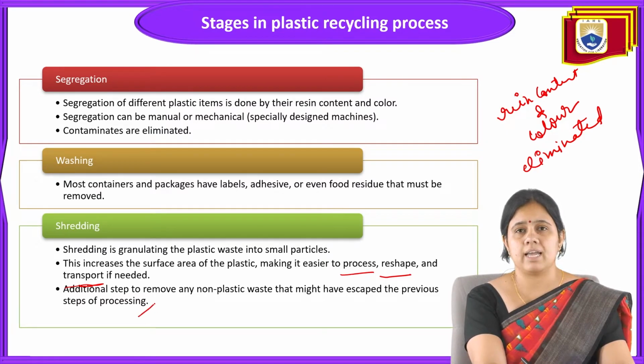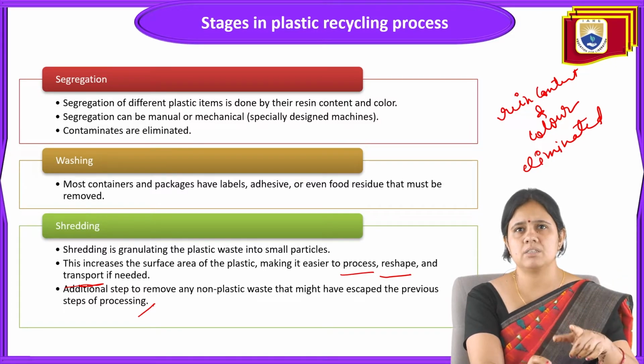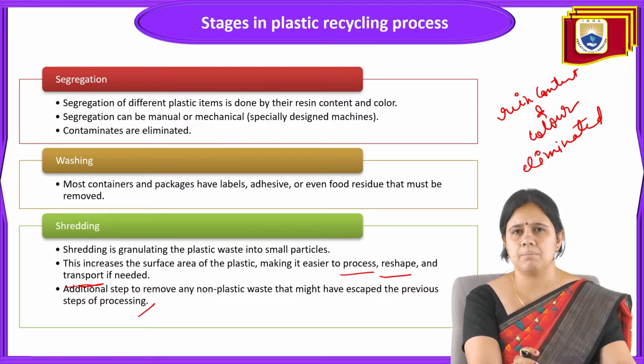The next point is additional steps to remove any non-plastic waste that might have escaped the previous step of processing. So, first is segregation, which means segregating the plastic on the basis of its resin contents. Next is washing the plastic containers, so that any food residue and labels are removed.